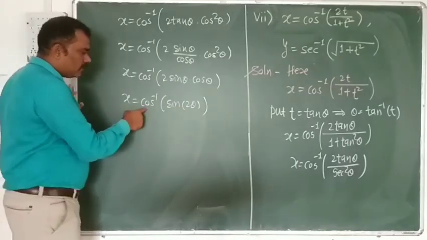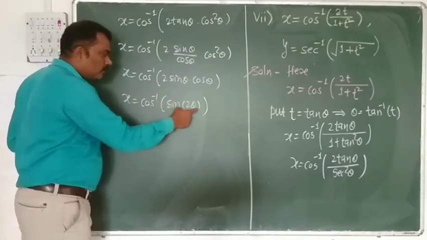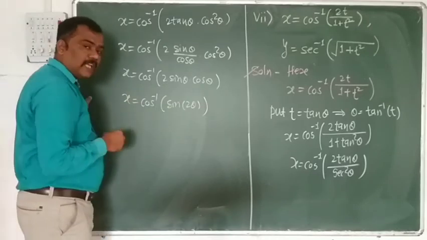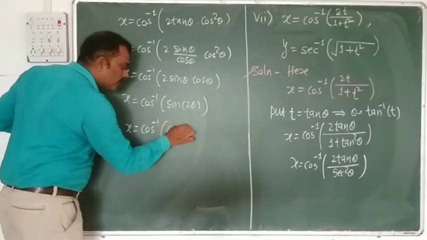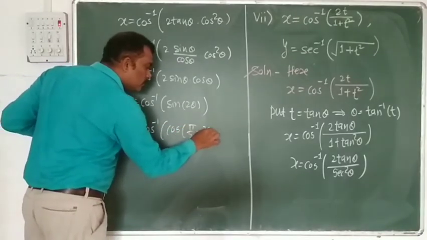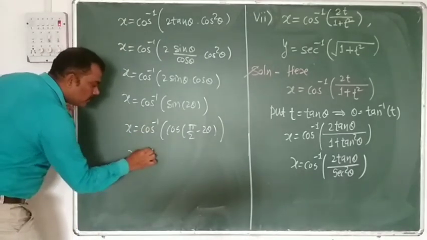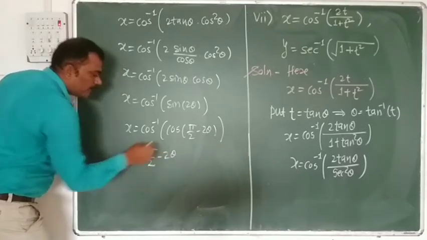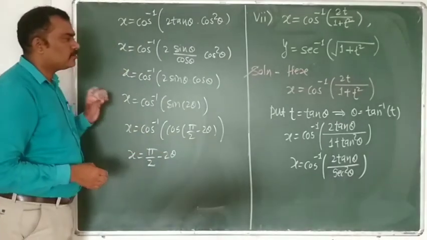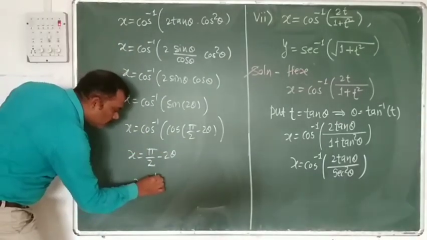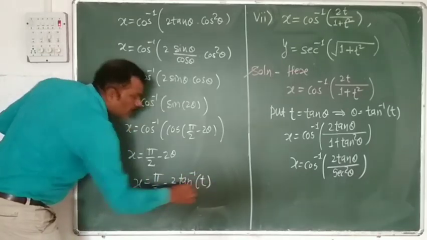Now here cos inverse is there and sin 2 theta is there, so we have to convert this sin 2 theta into cos by using the allied angle formula, so x is equal to cos inverse of cos of 90 minus 2 theta. Cos inverse and cos get cancelled, so x is equal to pi by 2 minus 2 theta. What is the value of theta? We already identified theta is tan inverse of t, so we get x is equal to pi by 2 minus 2 times tan inverse of t.